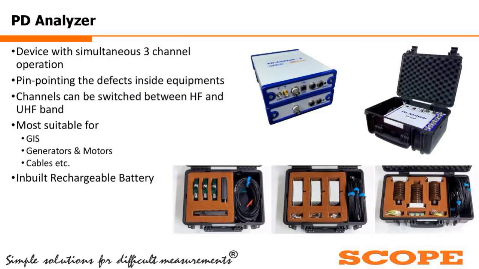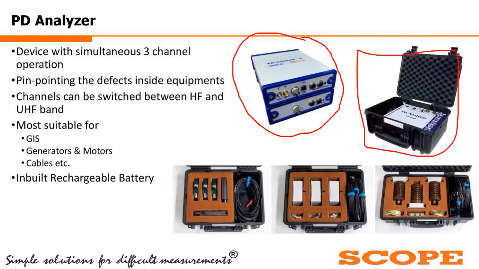Then comes the multi-channel HF and UHF kit. In this left hand side kit, this one is having 3 channels, and the right one is having 6 channels. The remaining functions and specifications of the products are the same, only the number of channels is different. So it can be used directly with 3 channels at a time.